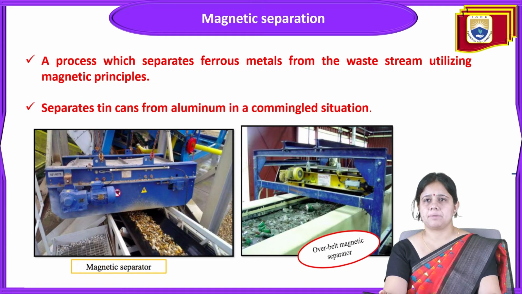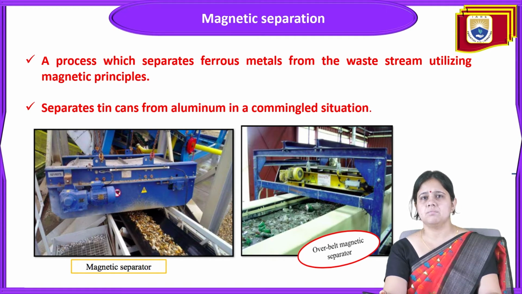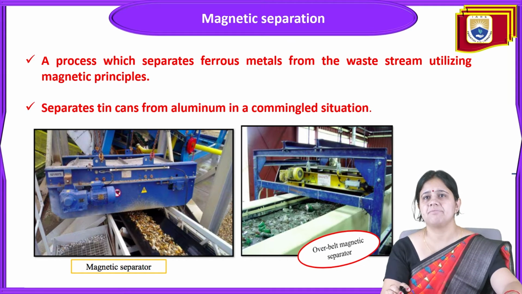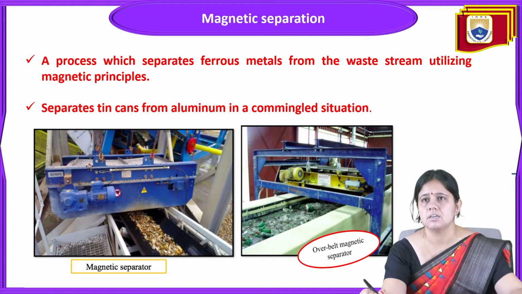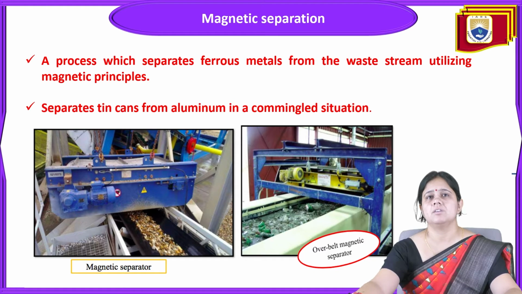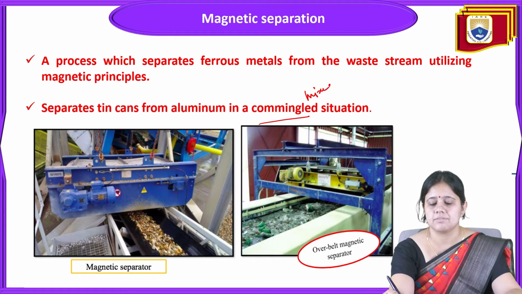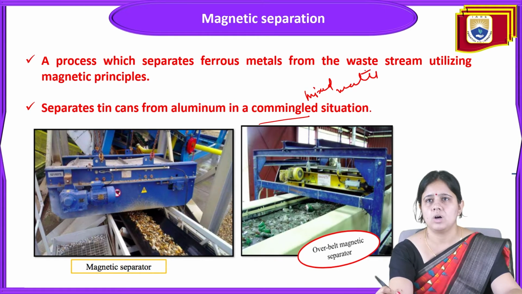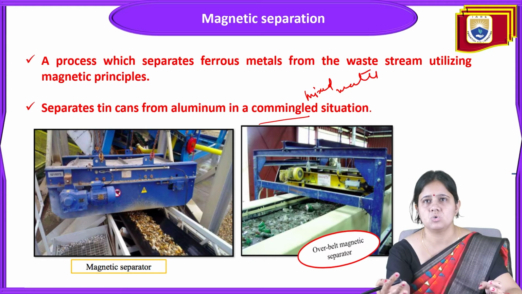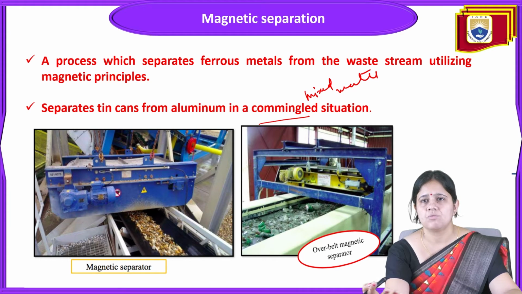Next is the magnetic separation. In magnetic separation, magnets are used, and it is basically used to separate ferrous metals from the metal waste utilizing the magnetic principle. The ferrous metals from the waste stream are separated, and tin cans are separated from aluminium in a commingled situation. Commingled means mixed waste is there. If mixed waste is there, this magnetic separation is used to separate the ferrous metals from the waste stream.